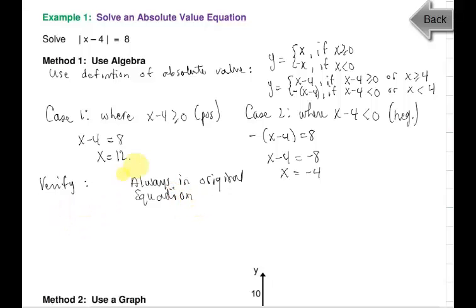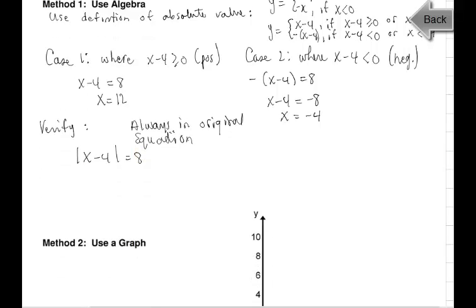So let's take a look at our first solution, which is where x is equal to 12. And so we can write the original equation. Remember, we want to show that left side is equal to right side. So plug in 12 for x. And then we want to simplify inside the absolute value symbol. 12 minus 4 is 8. And the absolute value of 8 is equal to 8, and so the left side equals the right side.